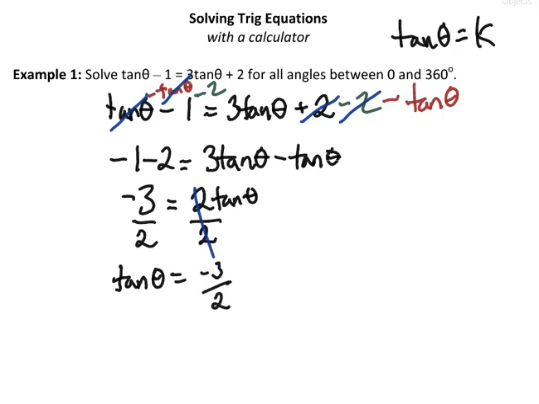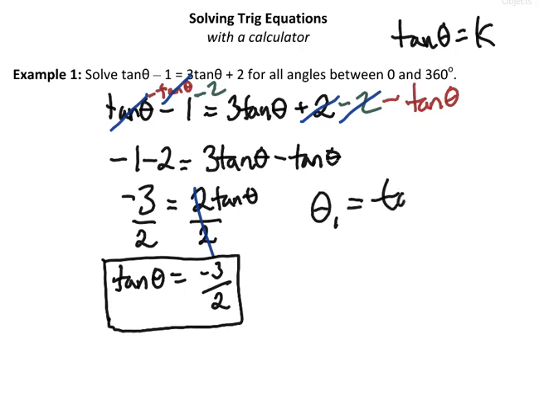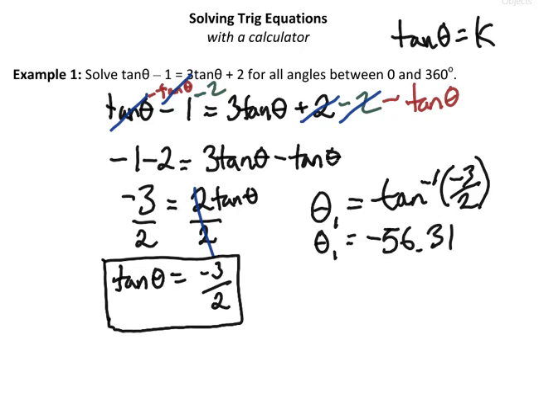So if you remember, when we're solving something like this, to find theta 1, you just do the inverse tan of negative 3 over 2. You can just do that on your calculators. We do negative 3 over 2, you inverse tan that. That gives me a theta 1 of negative 56.31. But that's not the only answer.